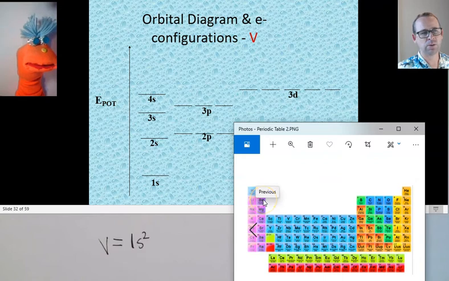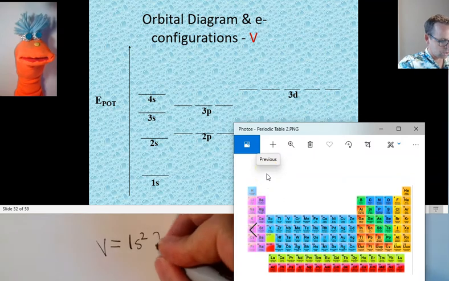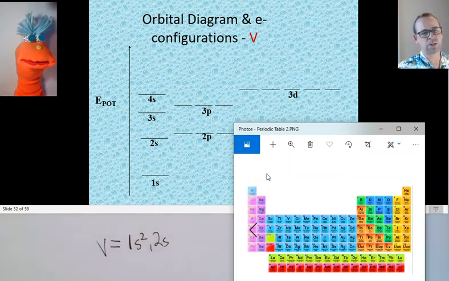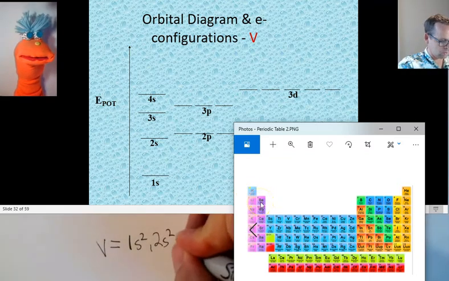The next 2, it's the second row. So what's our n value? Second row, n equals 2. That's right. And I have this block. Do you remember what this block is? Is that the s block? That's right. It's the s block. So it's 2s, and then how many electrons go into the 2s? Lithium and beryllium. That's right. Just those 2. So 2s2.